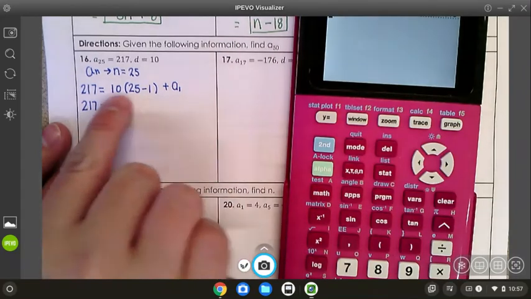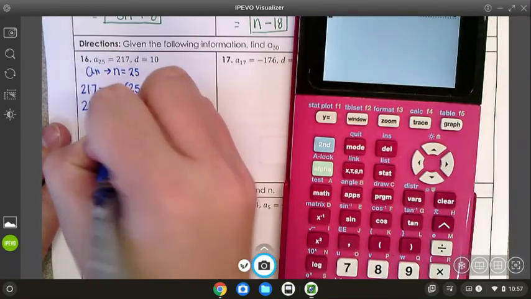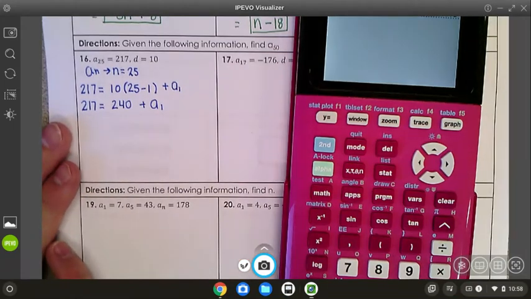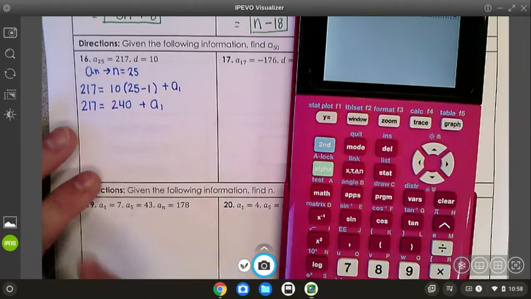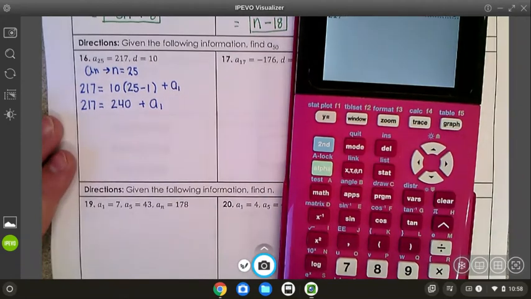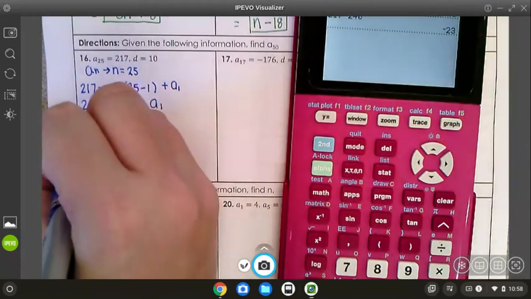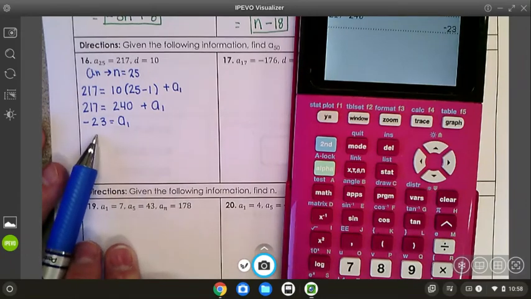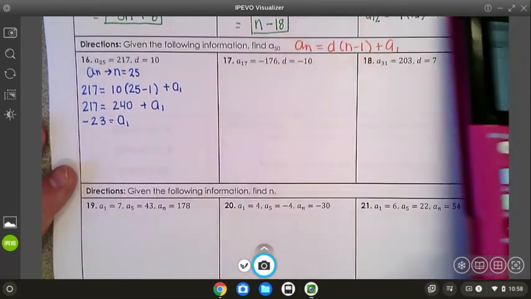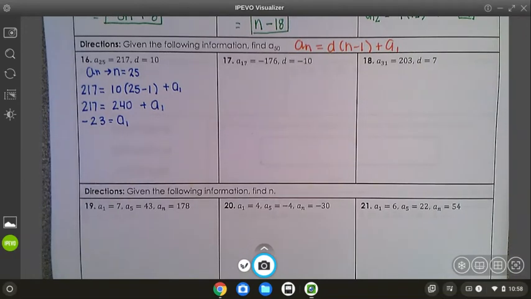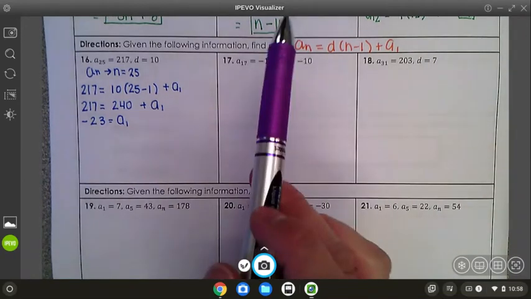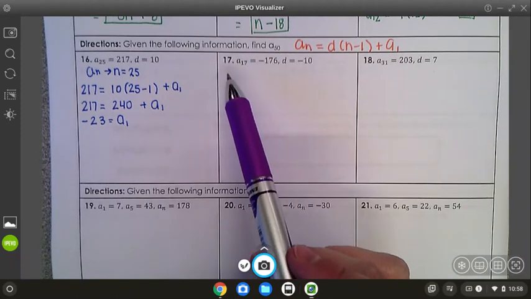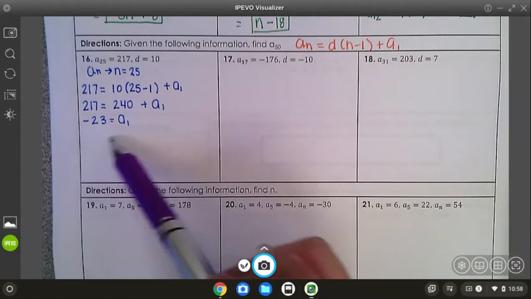So I'm going to replace this with 240. And then we just subtract 240 from both sides. So my first term is negative 23. Now these questions, the directions do not tell you to write the formula or to write a rule, which means we don't have to write it out and distribute.